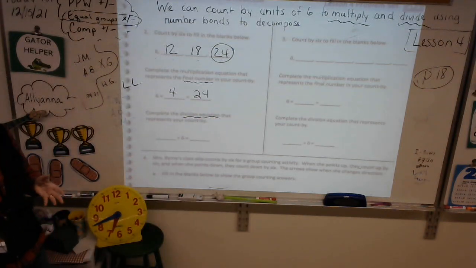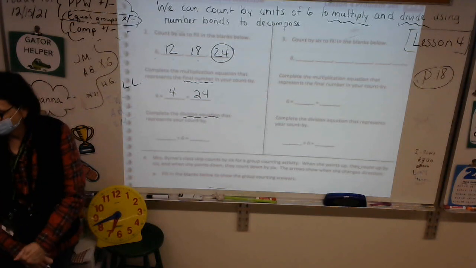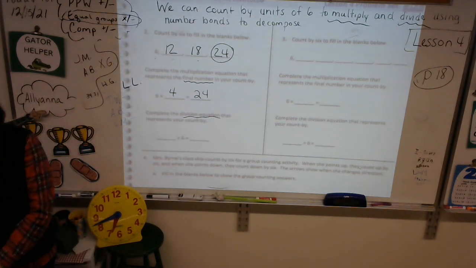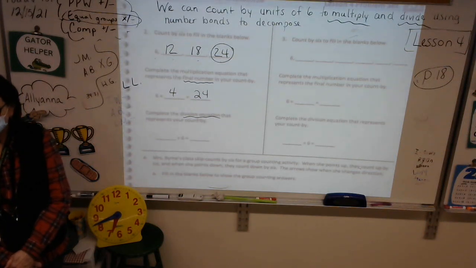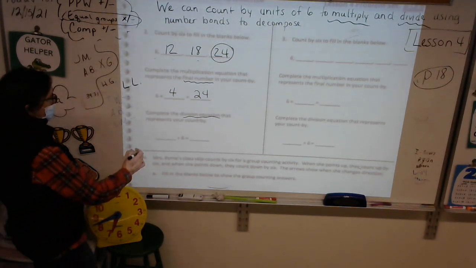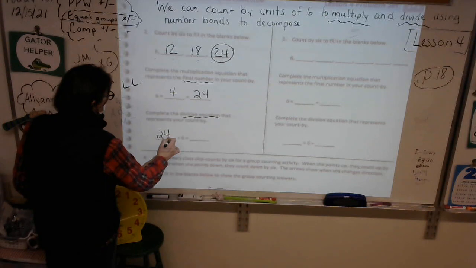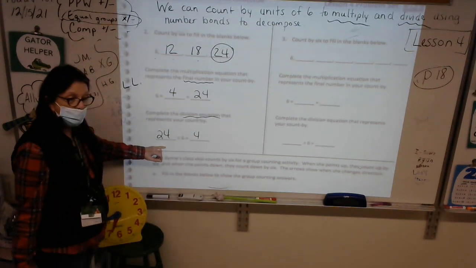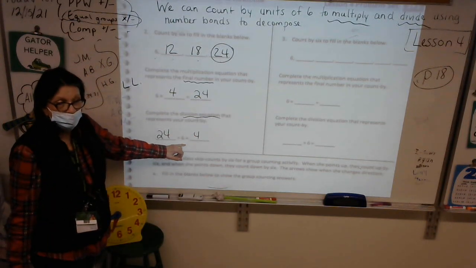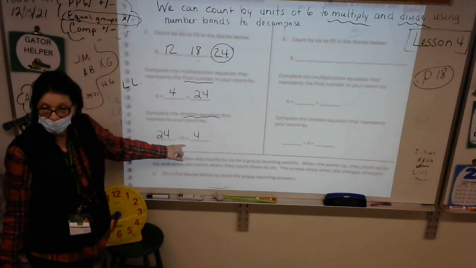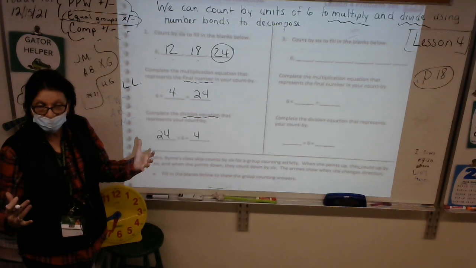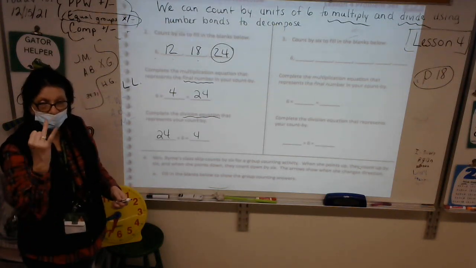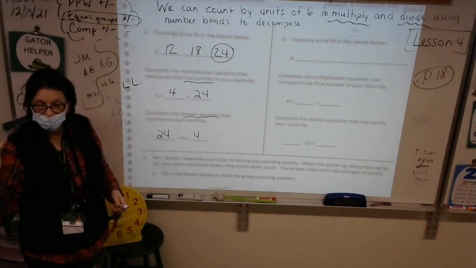Okay, now it says complete the addition or the division equation that represents your count by. Remember, division always starts with the total. Go ahead and write that. Jace, what did you put for that? Very good. Again, if you have the equation 24 divided by 6 equals something and you're looking for it, what are you going to do? You're going to skip count by 6 till you get to 24. 6, 12, 18, 24, and there's your answer.